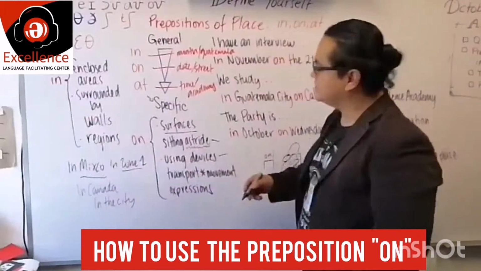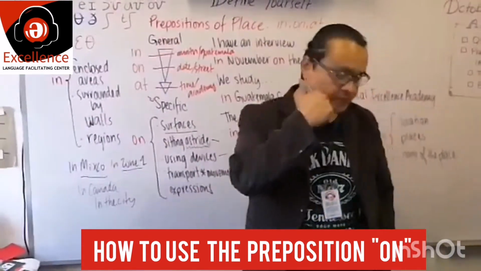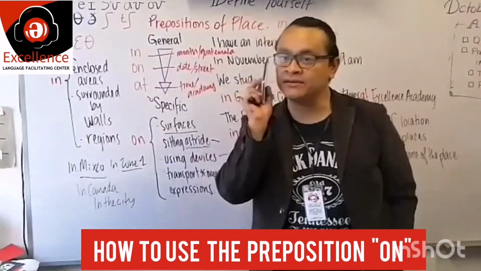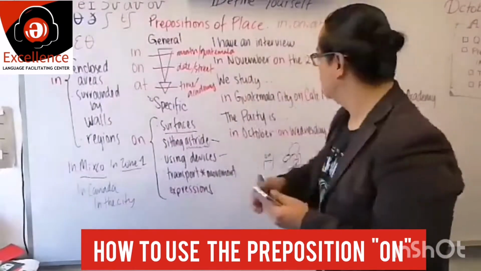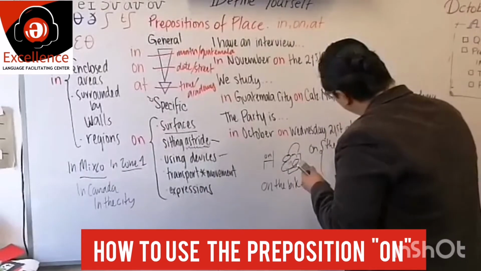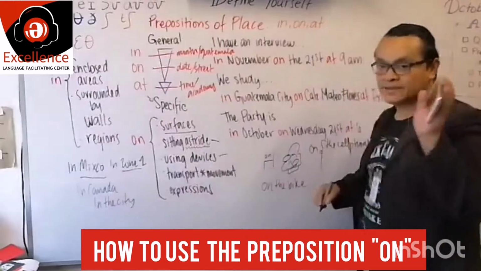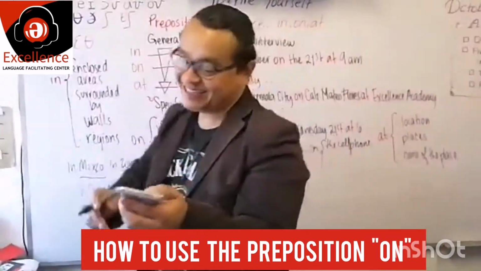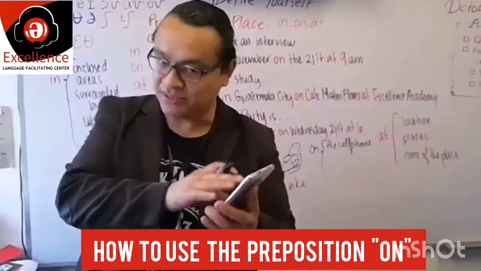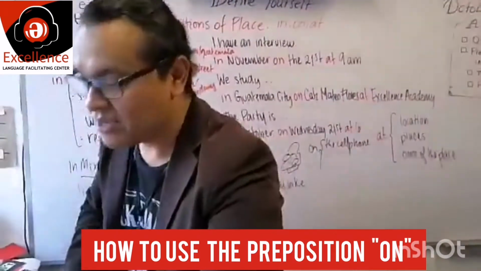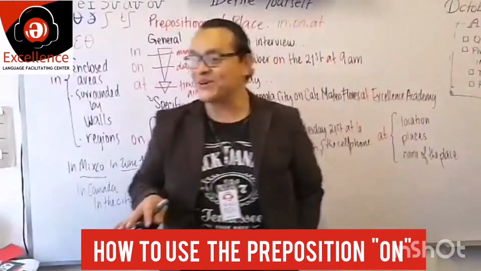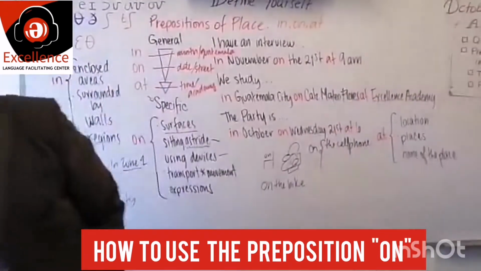When we're using devices, let's say right now with your cell phone, am I in the cell phone or on? On. It's a surface. So you're going to say, I'm on the cell phone. Call me on my cell phone. That could mean that I'm using it as well. What about the computer? Am I in the computer or on the computer? On the computer, right? You're not in, you're not a virus. You're on the computer.